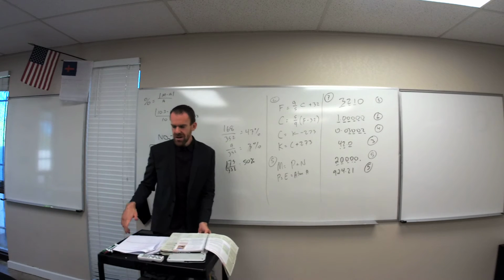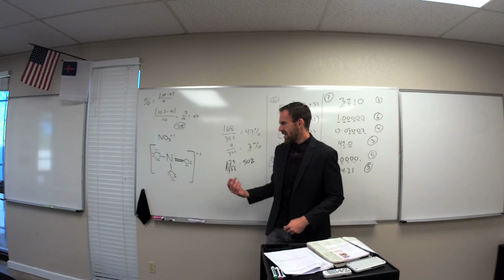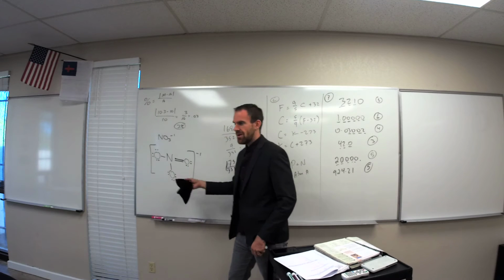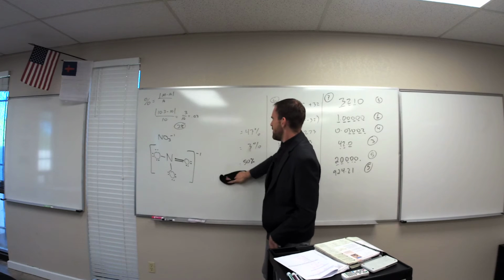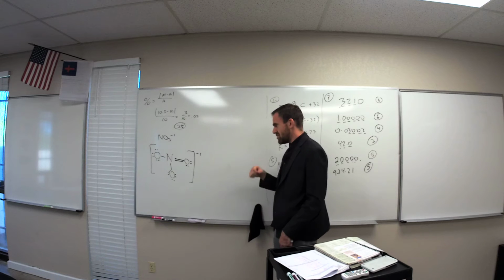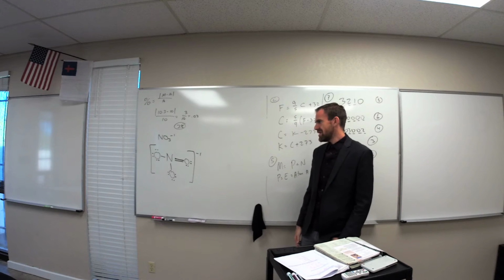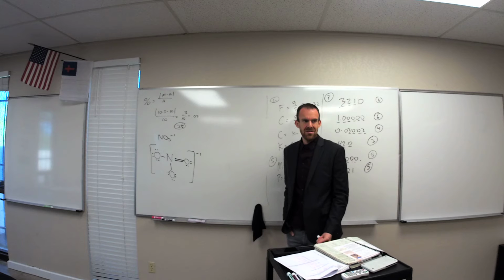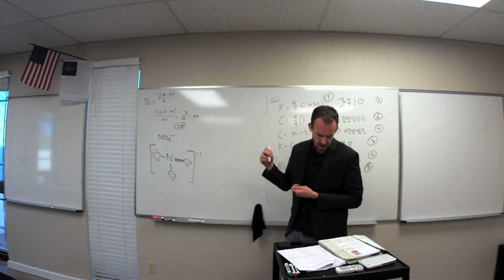You have to look at each one of them and say, does it have 8 electrons? And that's why we had to do the double bond. If you do all of them double bonded, then nitrogen has 6 times 2, which is 12, which is a little bit too many.